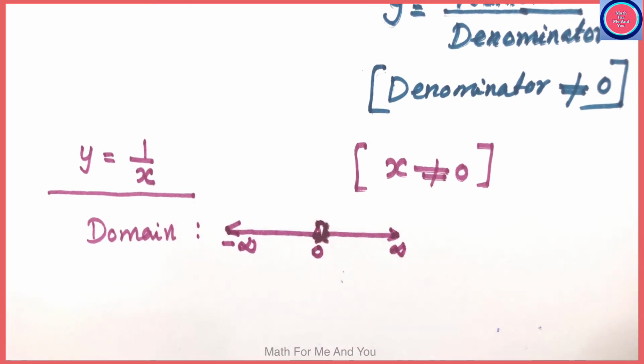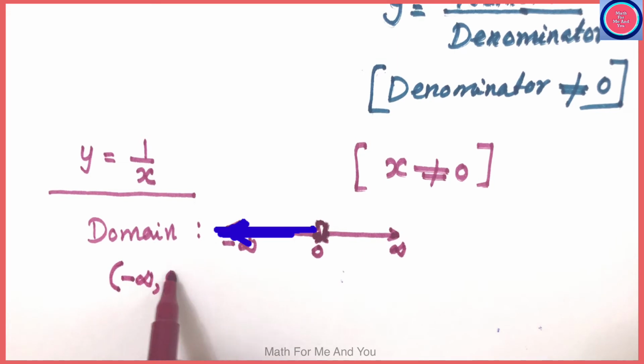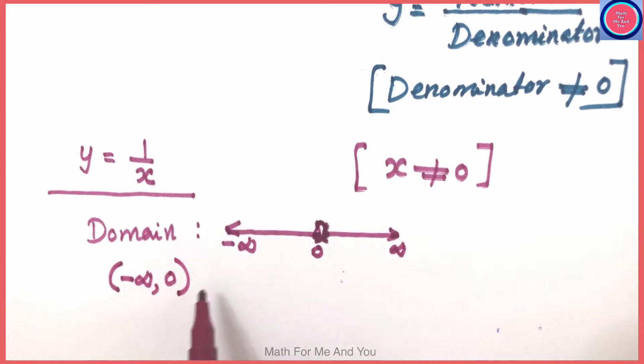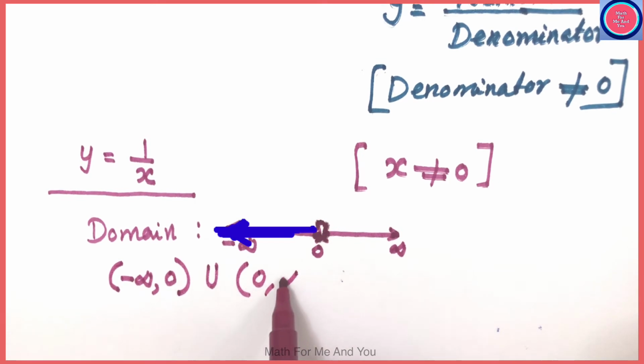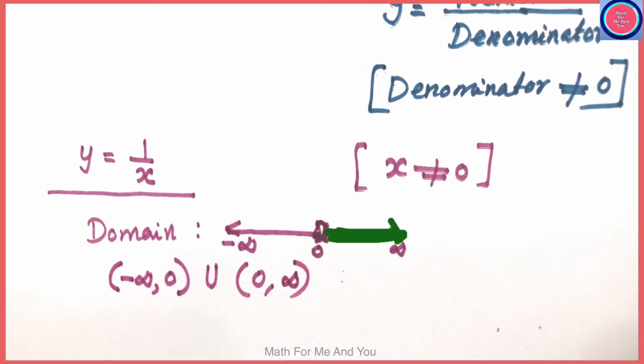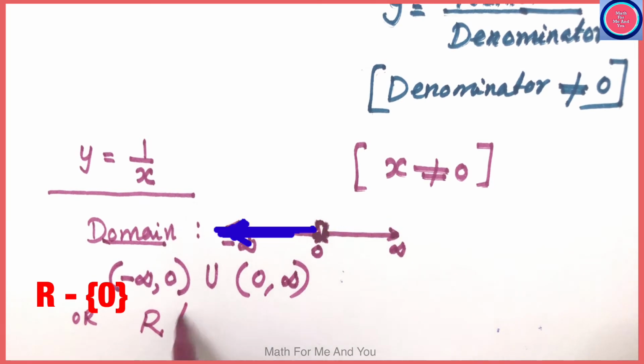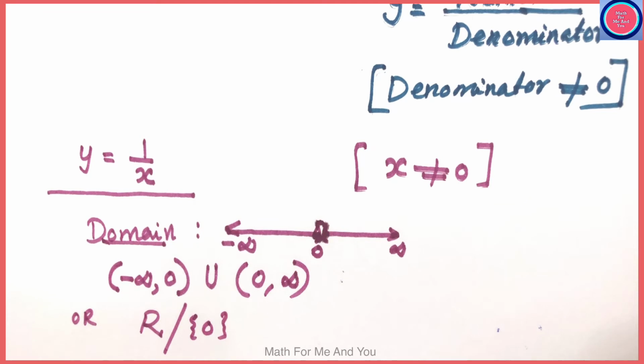So what is the interval form? There are two intervals you can see. The first interval is from minus infinity up to 0. Always use a simple bracket for minus infinity or positive infinity, and here for 0 also we use a simple bracket because it shows open. So it is minus infinity to 0 union 0 to infinity, or we can say R minus 0, or we can say R cut 0.